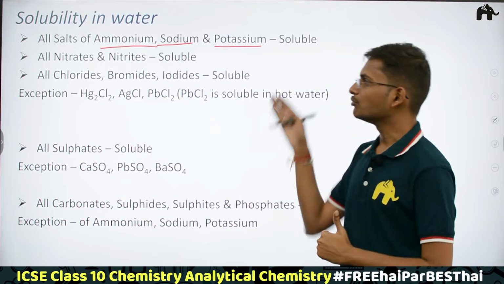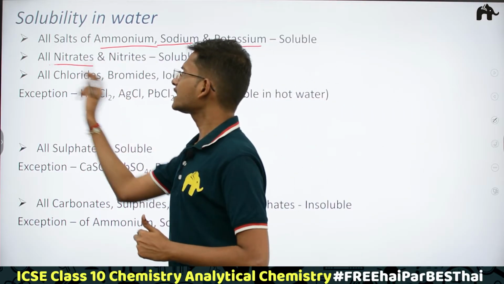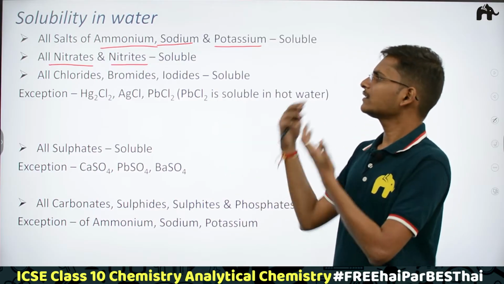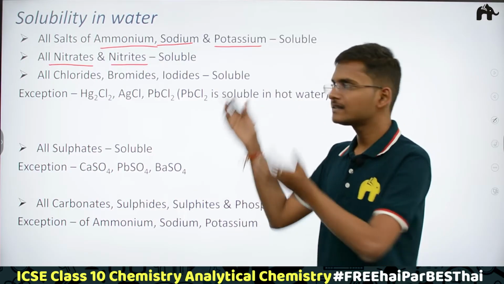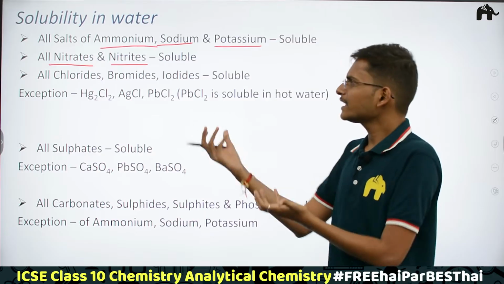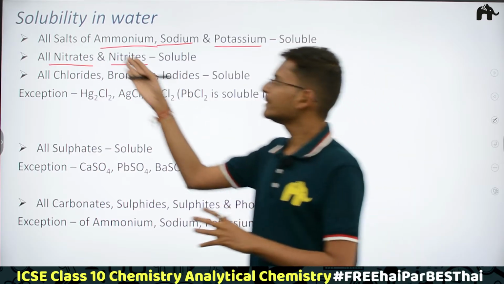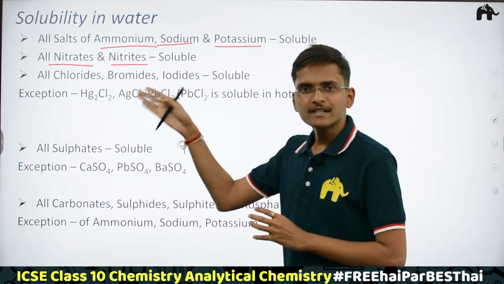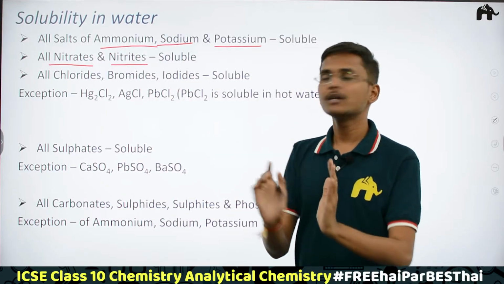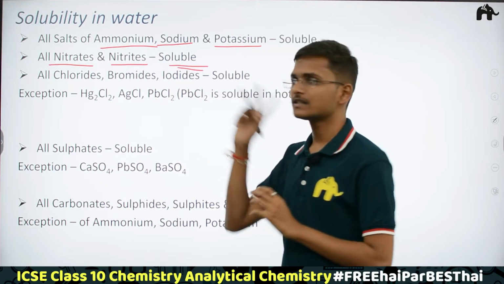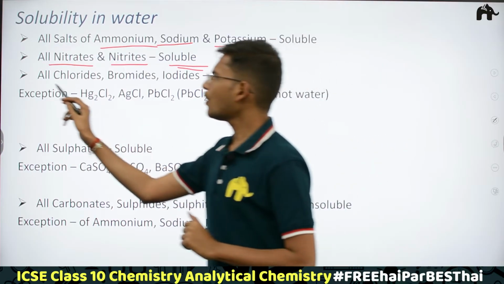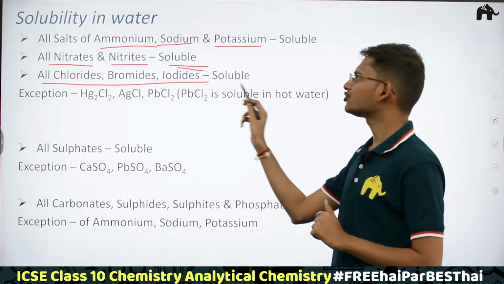Keep it in your mind, fix this thing. Very clear? Now moving ahead, all nitrates and nitrites are also soluble. So now if you would take calcium nitrate, calcium nitrite, zinc nitrate, zinc nitrite, lead nitrate, lead nitrite. So now the metallic ion, whatever metallic ion you wish you take, and that nitrates and that nitrites would be soluble in water. So this is the second point you have to remember. Third one is all chlorides, bromides, iodides are soluble.